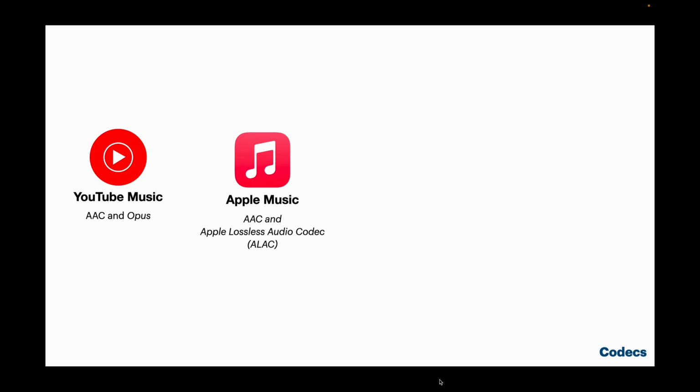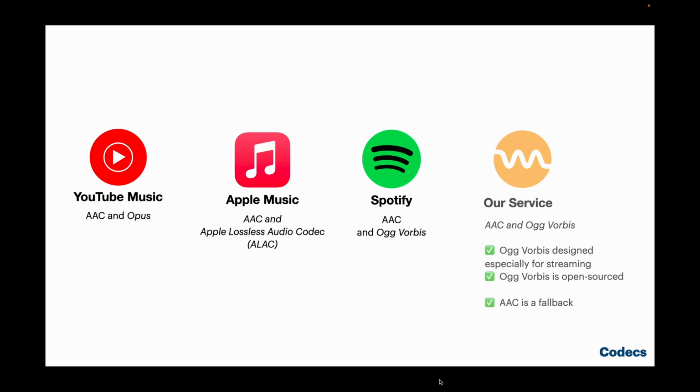Let's see what real applications use. YouTube Music supports AAC and Opus. Apple Music supports AAC and Apple Lossless Audio Codec, or ALAC, which is open source and royalty-free. Spotify uses AAC and Ogg Vorbis. For our service, we prefer to use AAC and Ogg Vorbis. Ogg Vorbis is designed for streaming purposes and is open source, which is generally favorable.